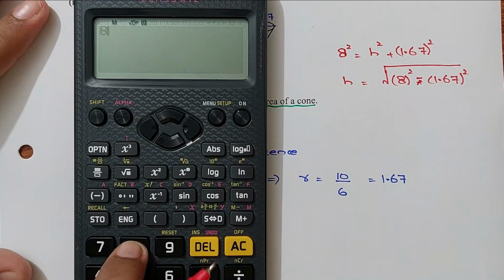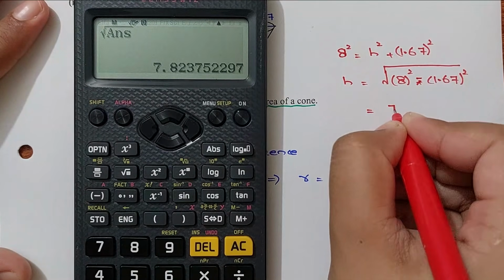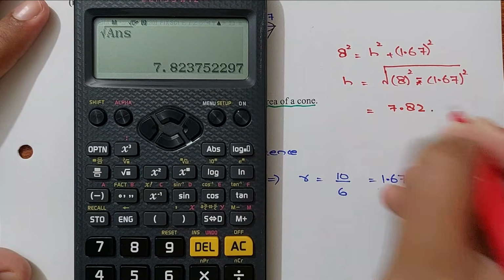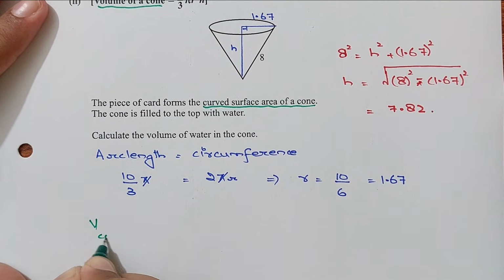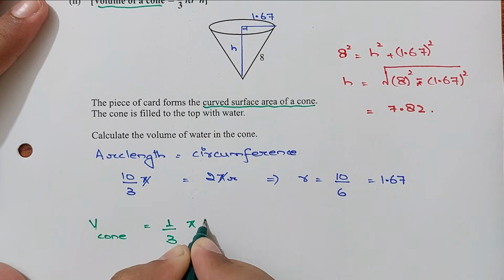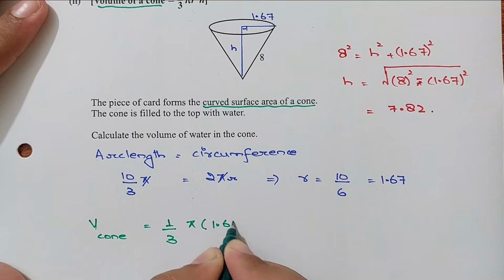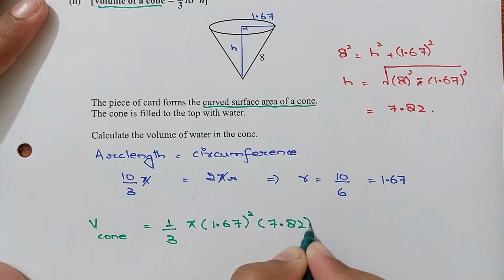So the height is 8 square is 64 minus 1.67 square is this much, and square root of the answer, the height is 7.82. Right. Now we have the height. Let me solve the volume of the cone by using the formula. The volume of cone is 1 by 3 pi, the radius 1.67 whole square and times the height 7.82. Right.